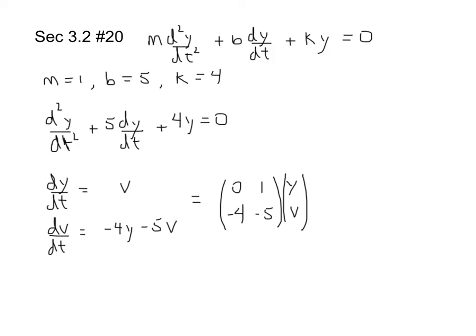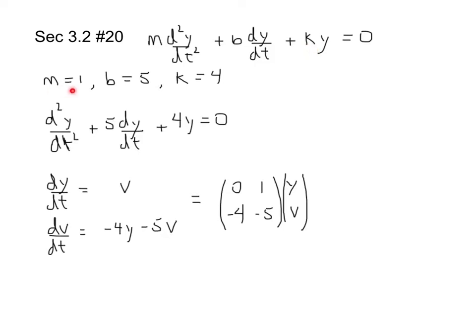This is problem number 20 from section 3.2. The problem is talking about a harmonic oscillator. Here is the general equation for the harmonic oscillator, where m is mass, b is the damping coefficient, and k is the spring constant.